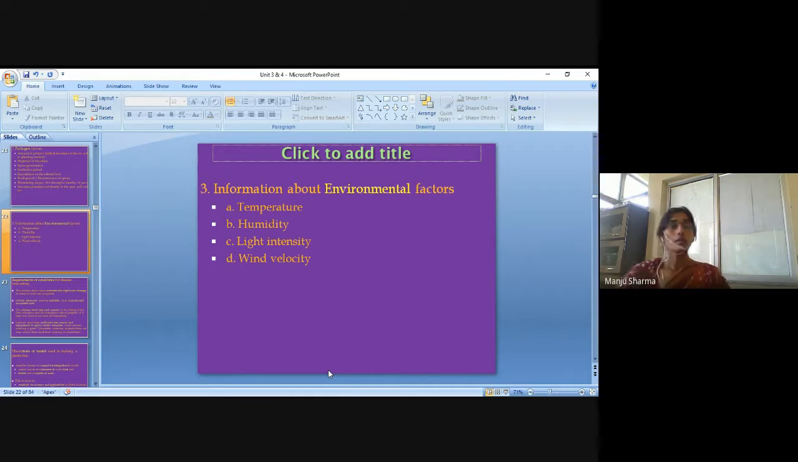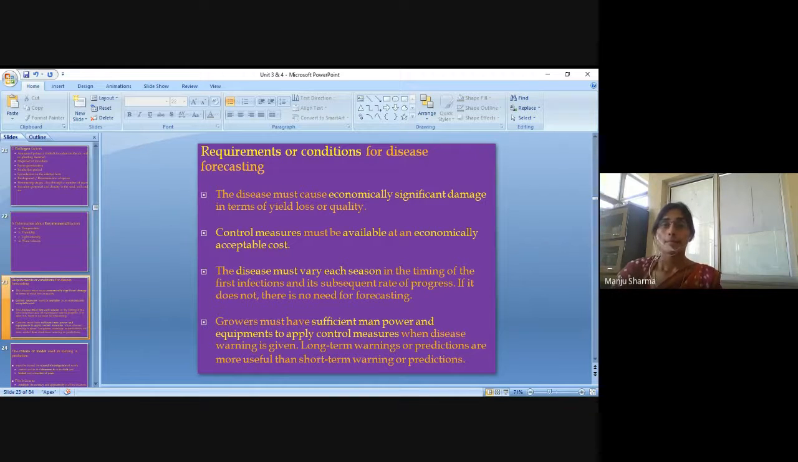Now, the third thing is the information about environmental factors, in which are temperature, humidity, light intensity, and wind velocity.